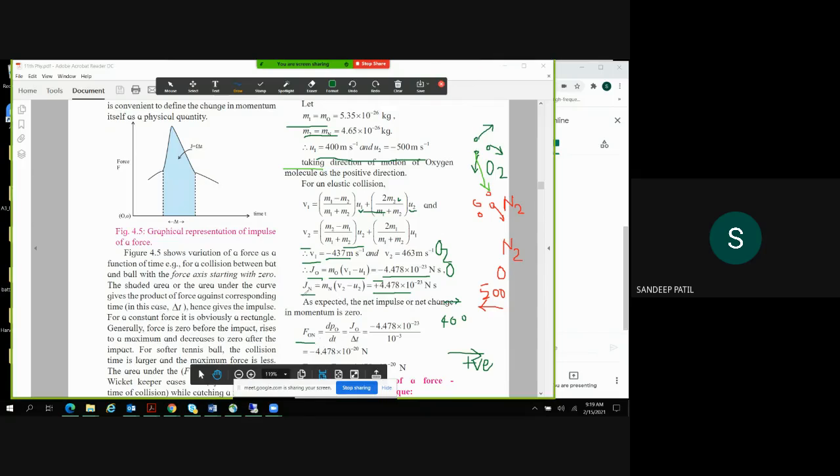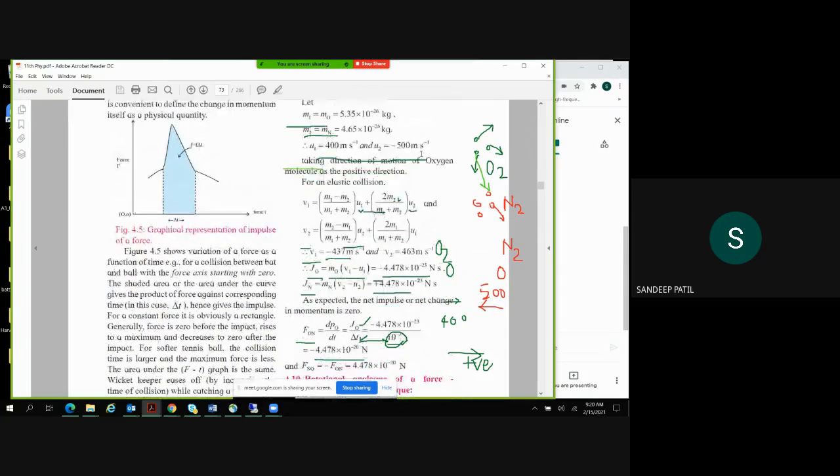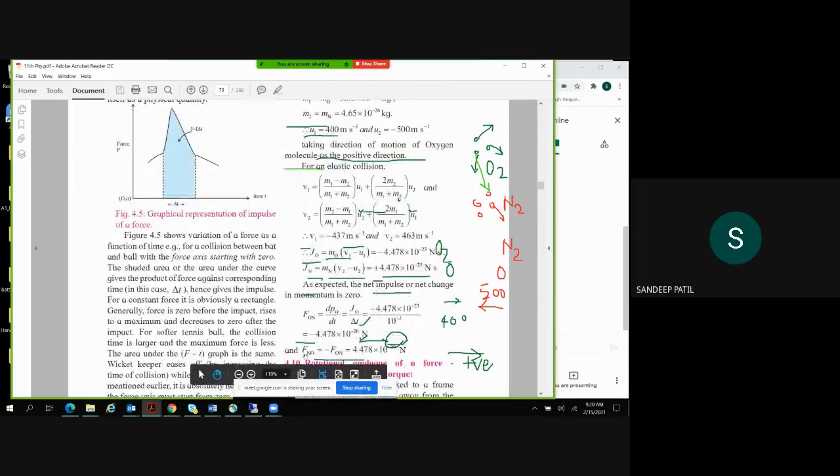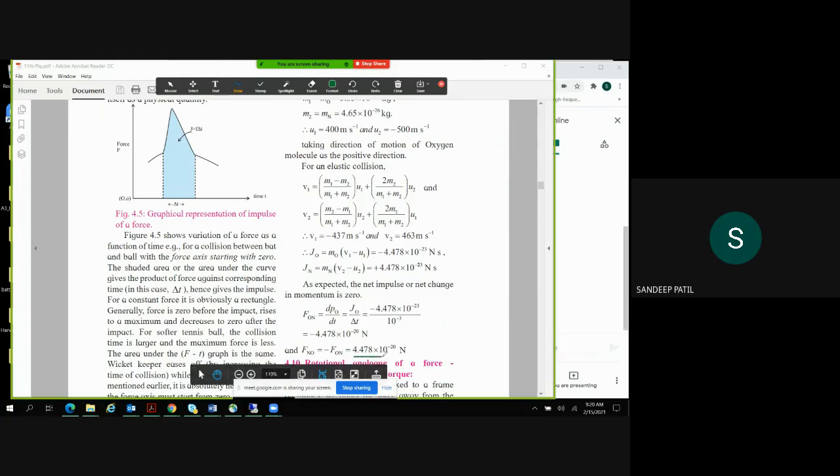So this is the change in momentum we have calculated. Now we have to calculate the force. They have provided the time for which it happens, that is 1 millisecond, right? So each millisecond a collision is happening. That's what it means. So 10 raised to minus 3 is the time. The momentum we have calculated divided by time gives us the force. So from here we know the force, which is acting on these molecules: 4.478 into 10 raised to minus 20 Newton. Let me clear all the drawing.